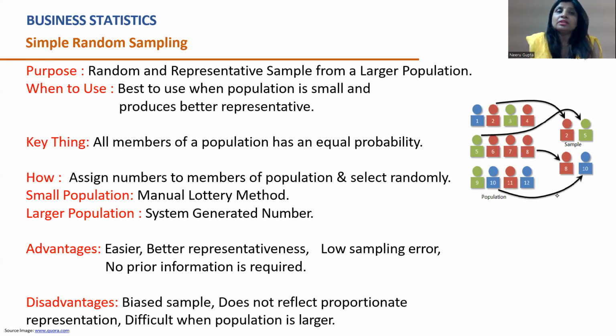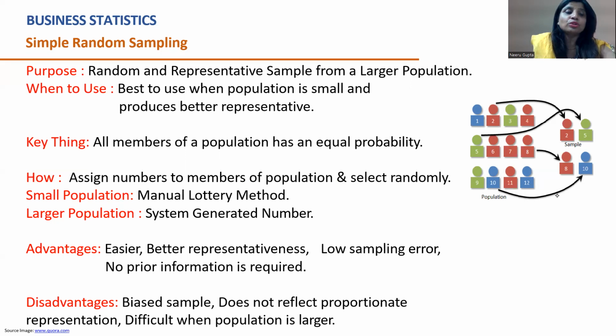What is the purpose of this? A random and representative sample from a large population. And this sampling is used when the population is small and produces a better representative sample. And what is the main thing of this sampling? All members of a population have equal probability.